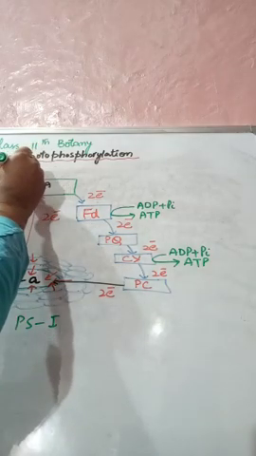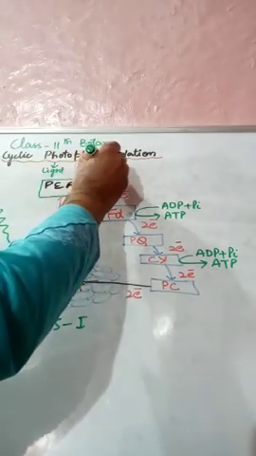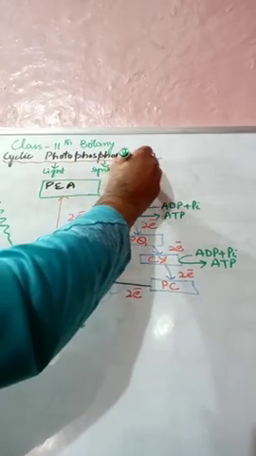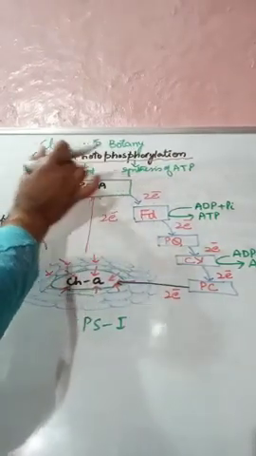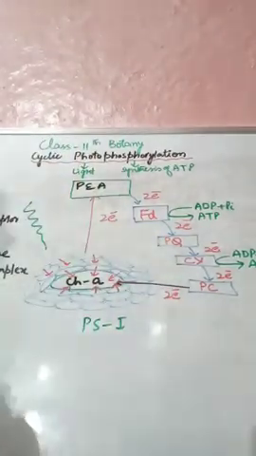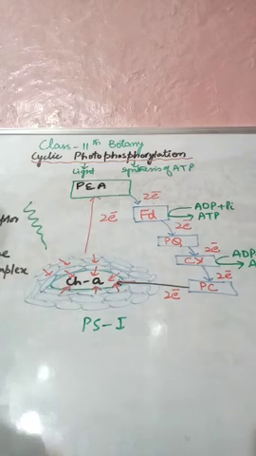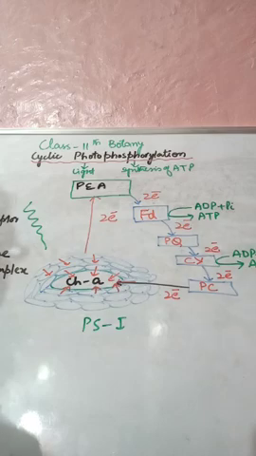Photo means light, and phosphorylation means the synthesis of ATP. Since the synthesis of ATP takes place in the presence of light, but it is cyclic, it is not non-cyclic, but a cycle. So it is called cyclic photophosphorylation. Now there are some main terms which we have to remember in this cyclic photophosphorylation.